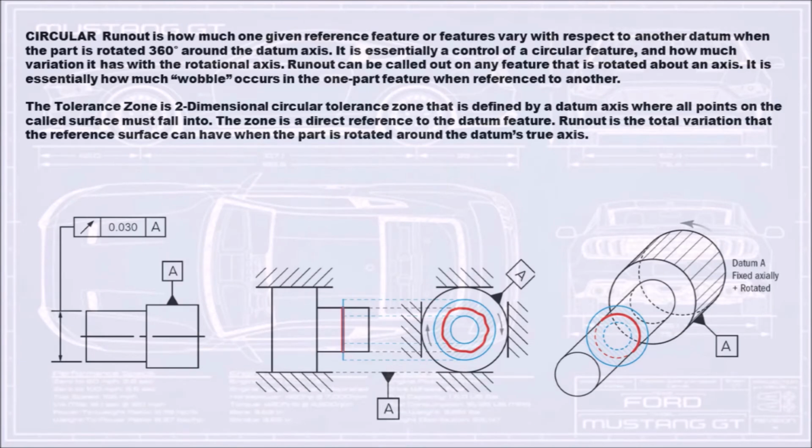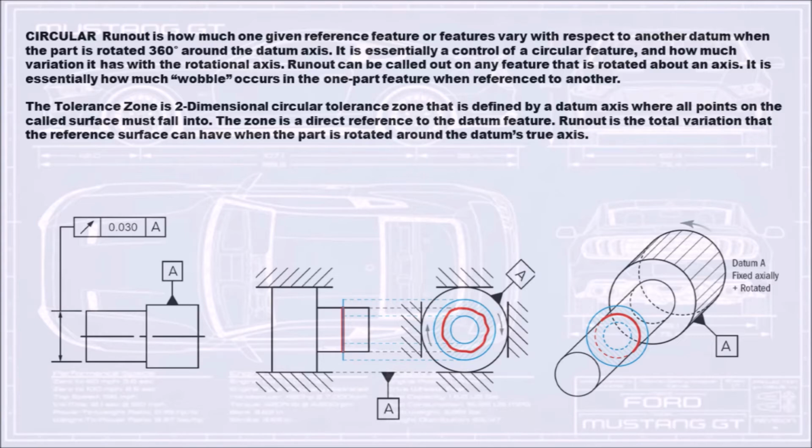Circular runout is how much one given reference feature or features vary with respect to another datum when the part is rotated 360 degrees around the datum axis. It is essentially a control of a circular feature, and how much variation it has with the rotational axis. Runout can be called out on any feature that is rotated about an axis. It is essentially how much wobble occurs in one part feature when referenced to another. The tolerance zone is a two-dimensional circular tolerance zone that is defined by a datum axis, where all points on the called surface must fall. The zone is a direct reference to the datum feature.